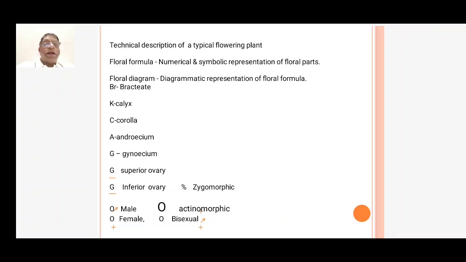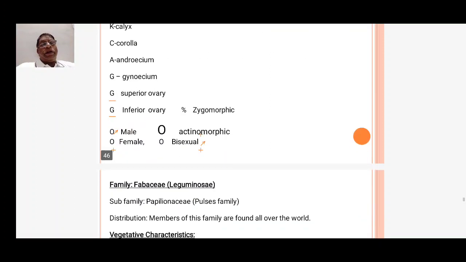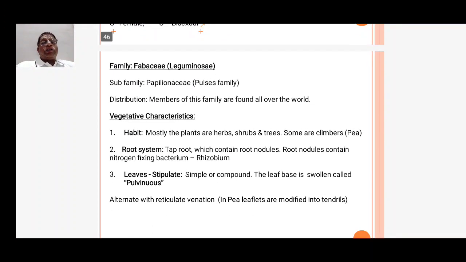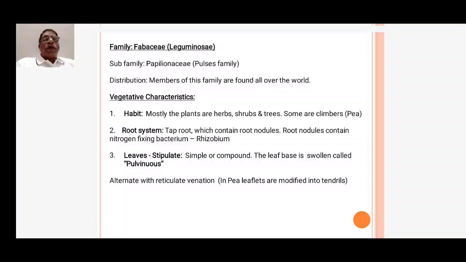Okay, in this way we describe technically, we call taxonomic terms or language. Okay, next we shall study the family. The first family is the family Fabaceae. The family Fabaceae was formerly known as Leguminosae.